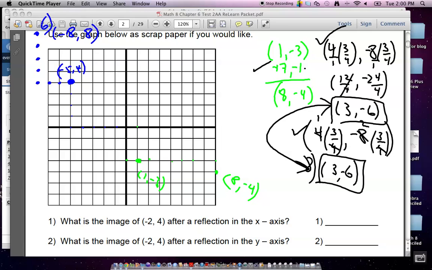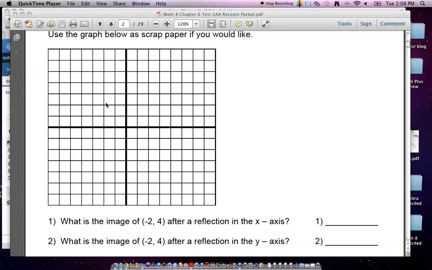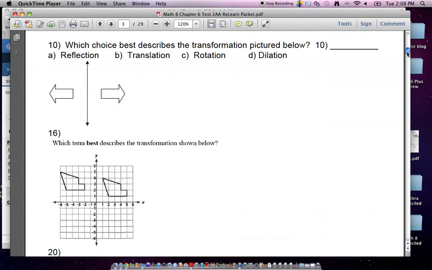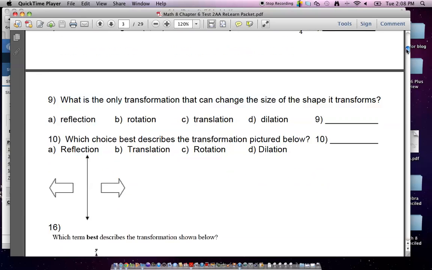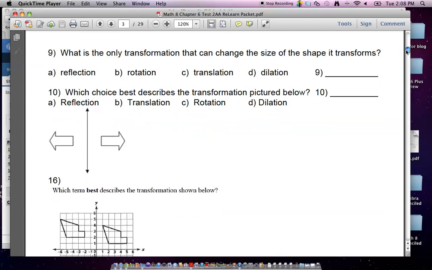Now we go to the next page. Number 9 is a question that virtually every person got right. It asks, what's the only transformation that can change the size of a shape that it transforms? The only one that changes the size of a shape is always, always going to be a dilation. Just like when your eyes dilate, your pupils change their size, so too does the dilation transform in a way that changes size.